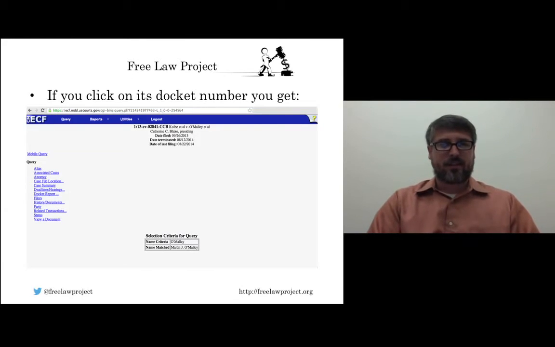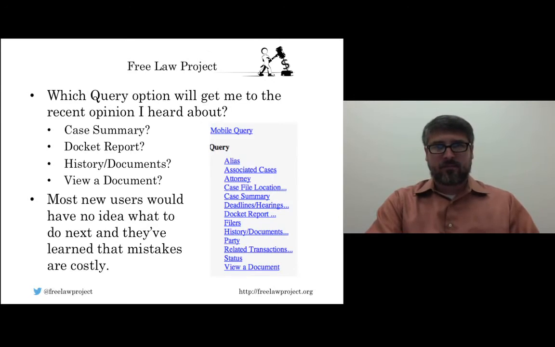You click on it and you get this docket, or this query page really. It's not a docket yet. And the options are alias, associated cases, attorney, case file location, case summary, deadlines, hearings, docket report, filers, history/documents, party, related transactions, status, view a document.